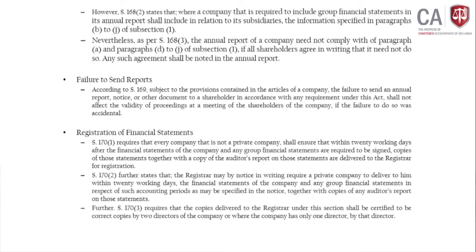Further, section 170 subsection 3 requires that the copies delivered to the registrar under this section shall be certified to be correct copies by 2 directors of the company. That means the 2 directors of the company have to sign stating that these copies are true and genuine. Or where the company has only 1 director, then that director has to sign.